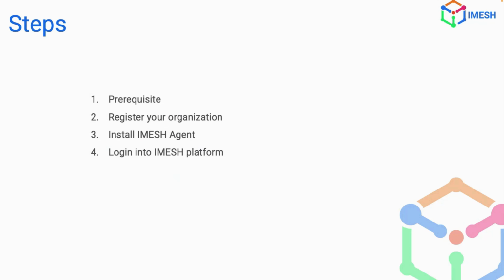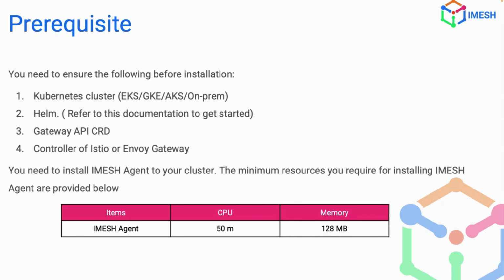Okay, so a few prerequisites need to be followed, and after that we need to register to get started with the IMESH API Gateway platform. The prerequisites are that we need to apply a few CRDs, which we'll discuss. Then we need to choose which controller to use. Once those things are done, we'll register our organization and we can start using the IMESH platform. So this is the prerequisite.